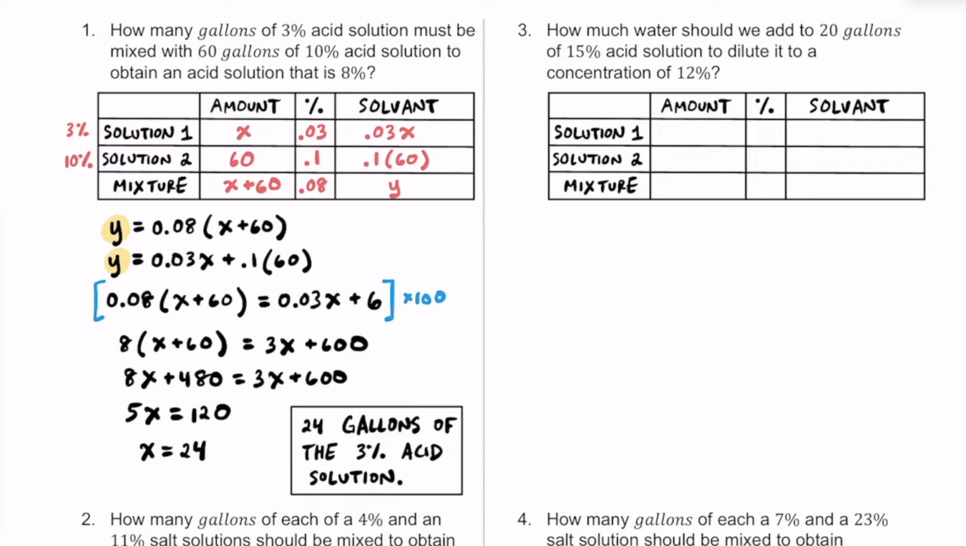We have 20 gallons of a 15% solution. So I'm going to call that my solution 1. So we have 20 gallons, and we know this is going to be the 15% one. I'm just going to label that on the side. The percentage is going to be 0.15.